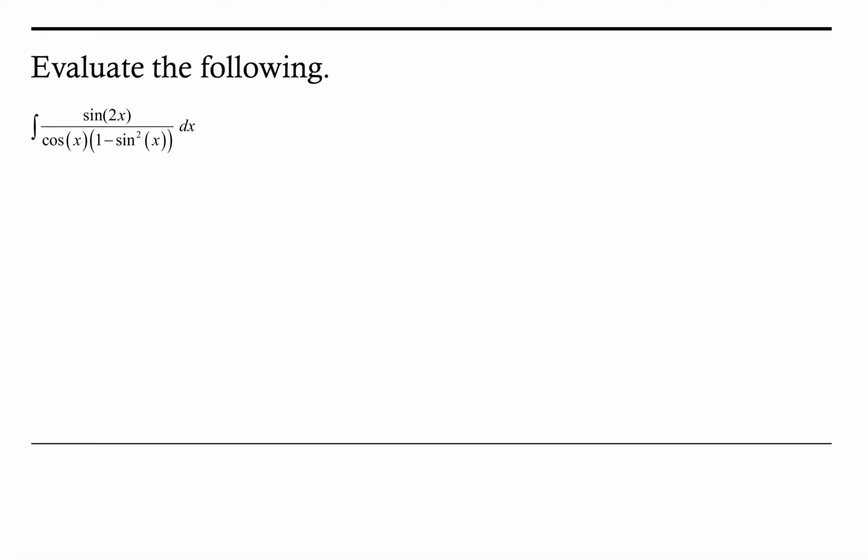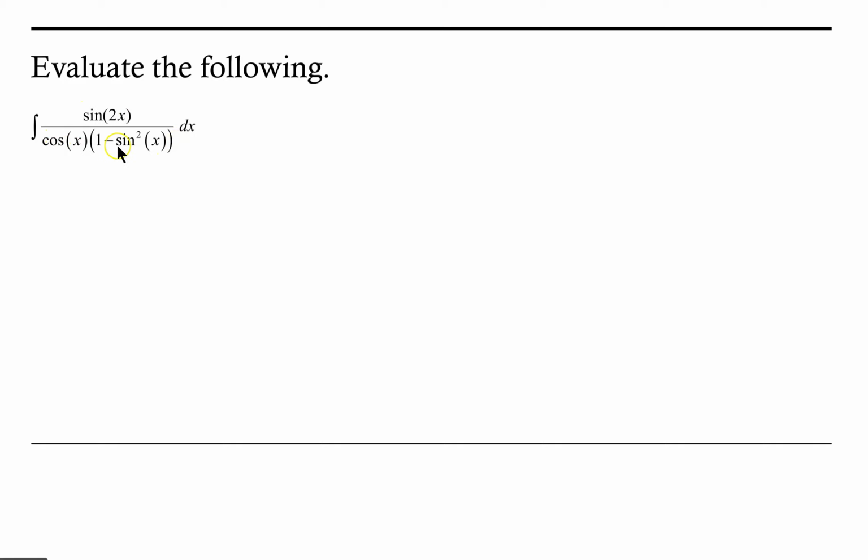Welcome. Let's take a look at evaluating this indefinite integral. Notice that we have an integrand that resembles a fraction, and we have sine of 2x in our numerator and cosine of x times the quantity 1 minus sine squared of x in our denominator.